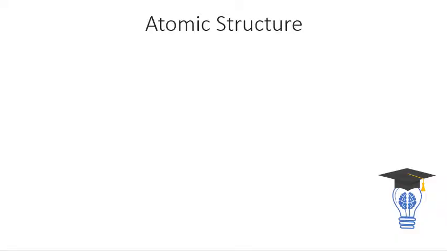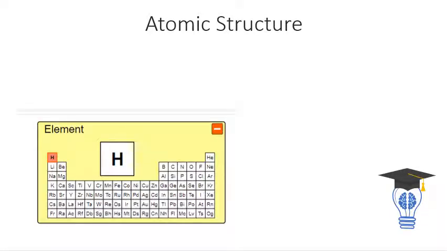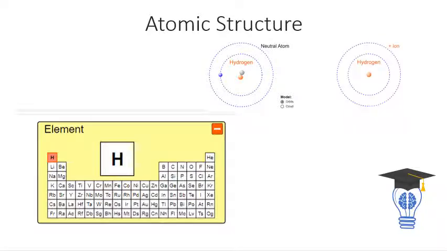Atomic structure. Any material is represented by its atomic number. Here hydrogen has atomic number 1, which contains one proton and one neutron at the center and one electron revolving around the orbit. If that electron is removed, hydrogen will become a positive ion.